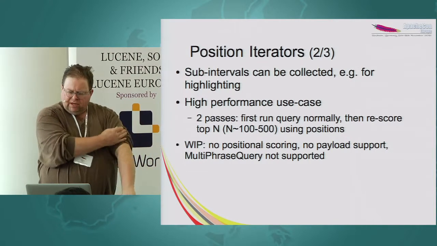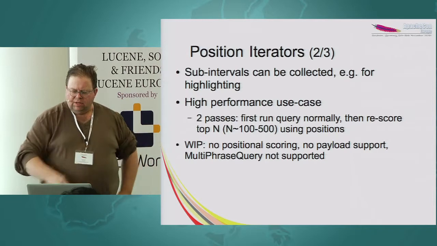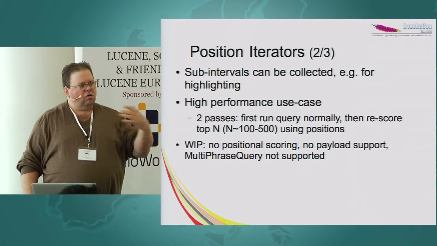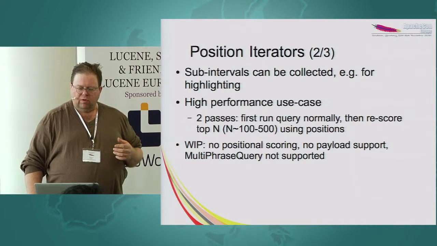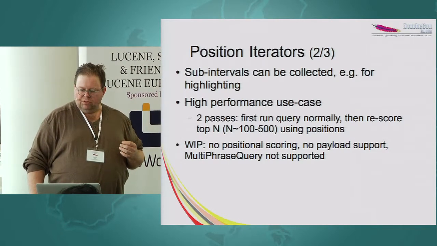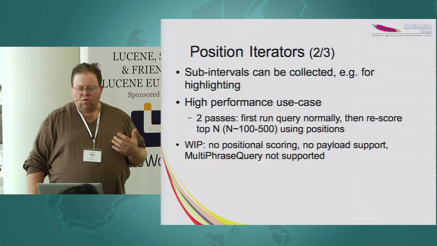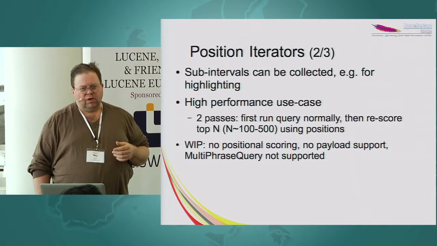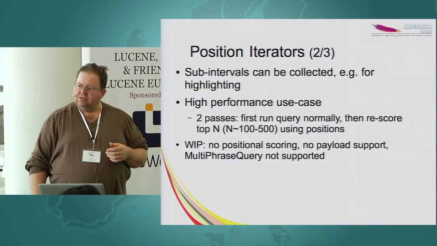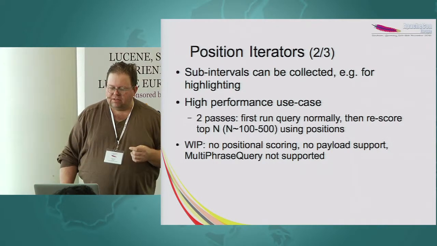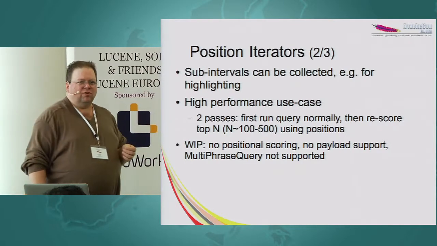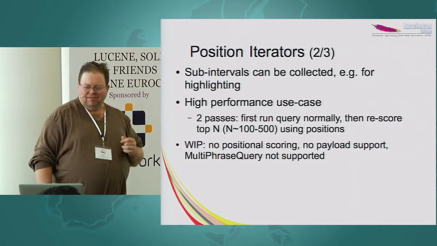The high performance use case is to use these not over all of the hits for a particular query, but rather to run two passes. First, run queries normally and then rescore the top n of, Simon says, 1 to 100 using positions. As I said earlier, this is a work in progress, so I'm not saying 4.1. 4.2 may be a little optimistic, actually, but it's coming.